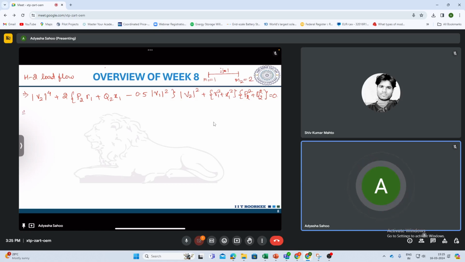Now, if we do some modification or adjustment here, we'll take the 2, multiply it inside the bracket, and take the negative sign common. So this will be positive and the half will cancel out, and this will be negative, 2 times P2R1 minus 2 times Q2X1. Rest all are the same: R1 square plus X1 square, P2 square plus Q2 square.